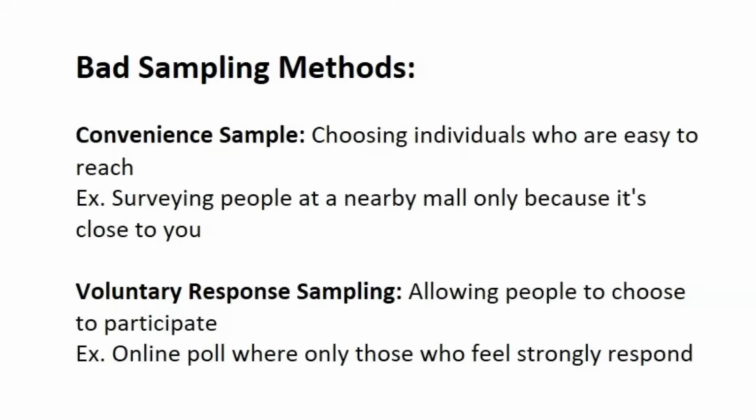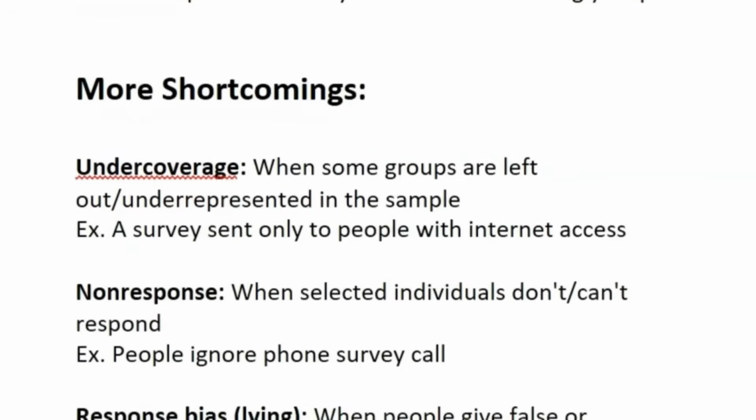And the other bad sampling method, there's tons, but these are the most common, is voluntary response sampling. So you allow people to choose to participate. Let's say you put an online poll, right? Let's say you have a TV show, and then you say, hey, you should answer this online poll about said issue. Well, people who feel strongly about that issue are more likely to respond. You're giving them the choice, right? So that introduces bias, and that's why it's a bad sampling method.